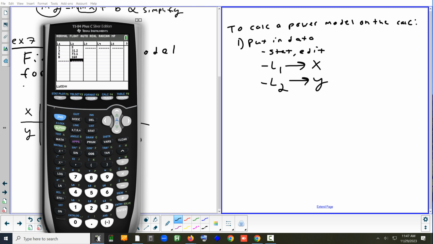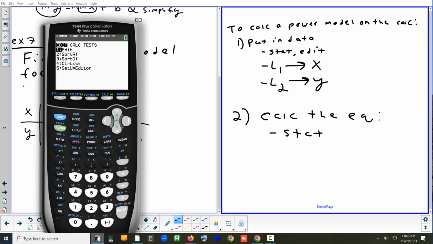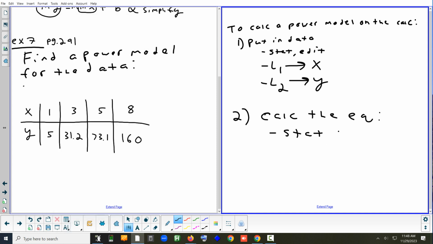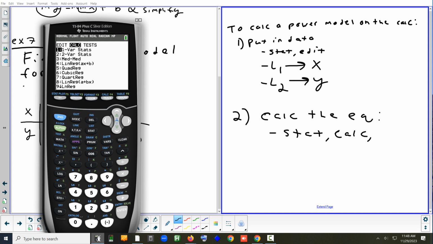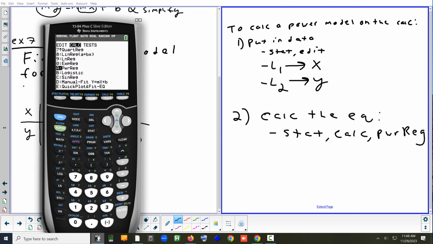All right, so step two. We're going to go back to stat. Step two is to calculate the equation. So you press stat, but this time we're not going to go to edit unless you made a mistake and you need to fix it. We're going to press the right arrow, and we're going to go to calc. Now on my calculator, it is option A, but if you're using a different calculator, it could be a different option. So I'm going to write down the name of it. You're looking for the one that says power regression. That's the one you want to pick. This is all to calculate the equation that we need. So once you're on option A, you just hit enter.